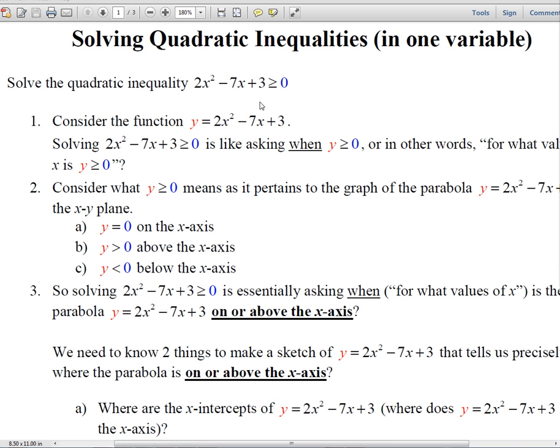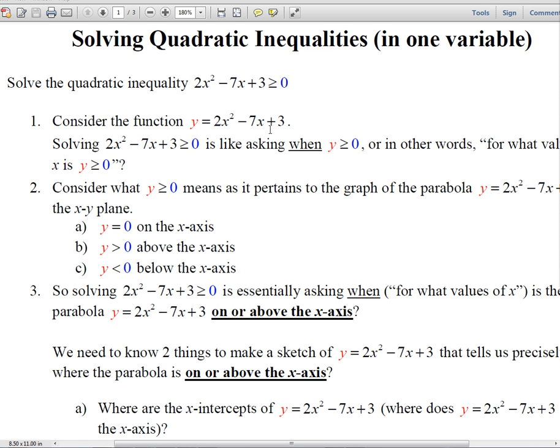Okay, here's the trick for doing that. The way the book goes through this, it's really confusing, and I don't think it's the best way to go about this. We can do this much easier with a sketch. If we sketch this, here's how we want to think about it. Let's ignore the inequality for a second and just consider the function y equals 2x squared minus 7x plus 3.